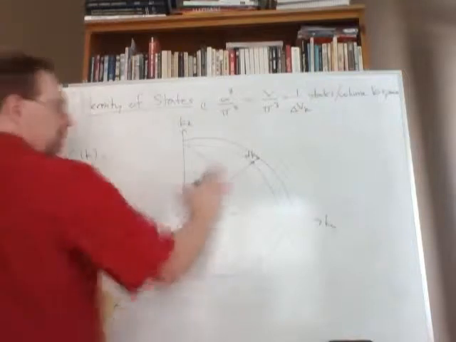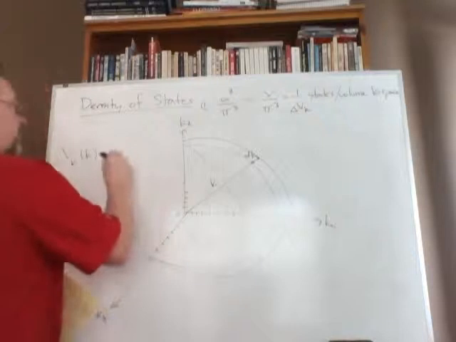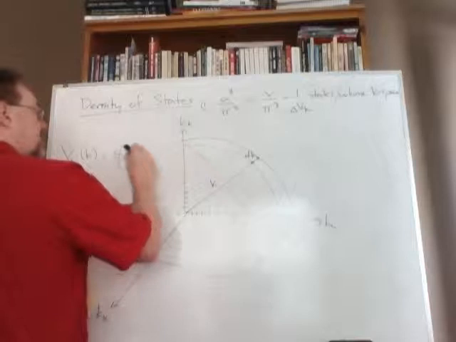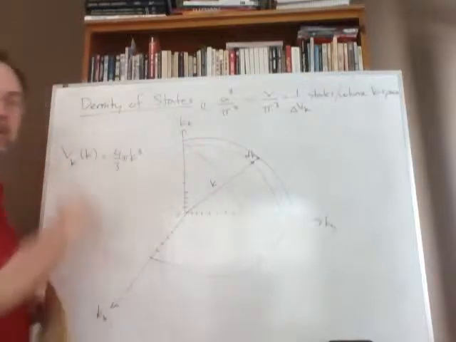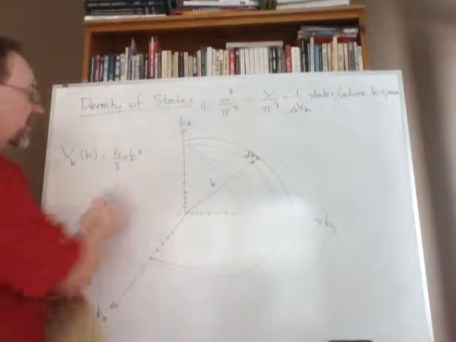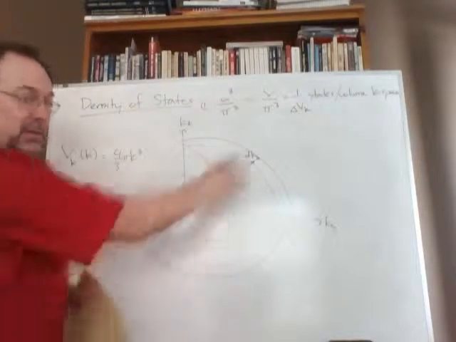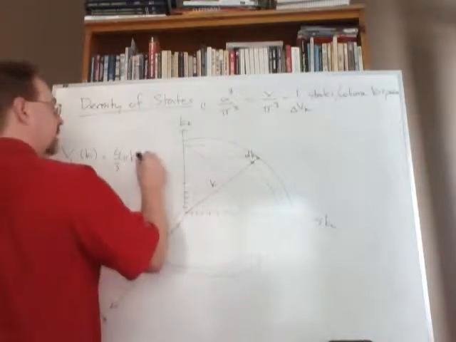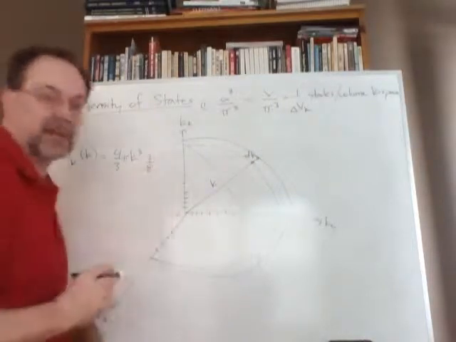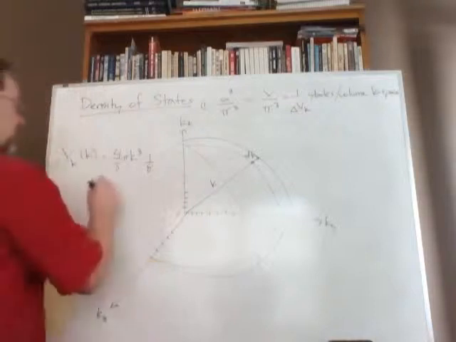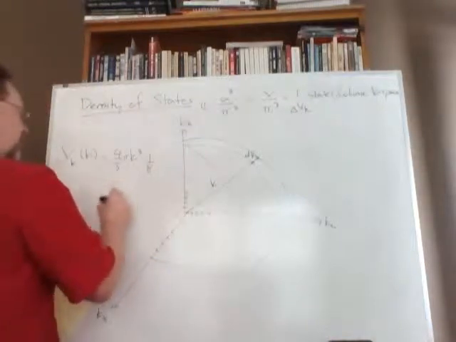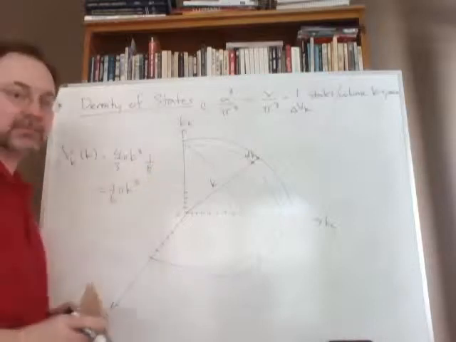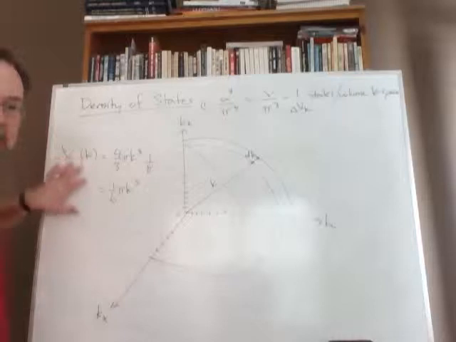Well, for a given value of K, it's 4/3 pi times the radius, which is here K, cubed. So that's the volume of a sphere of radius K. But we only have 1/8 of the sphere, because we're only in the quadrant where all the Kx, Ky values are positive. So we have to divide by 8 for 1/8 of our sphere. So this gives us, of course, 1/6 pi K cubed as the volume for a given K in K space.